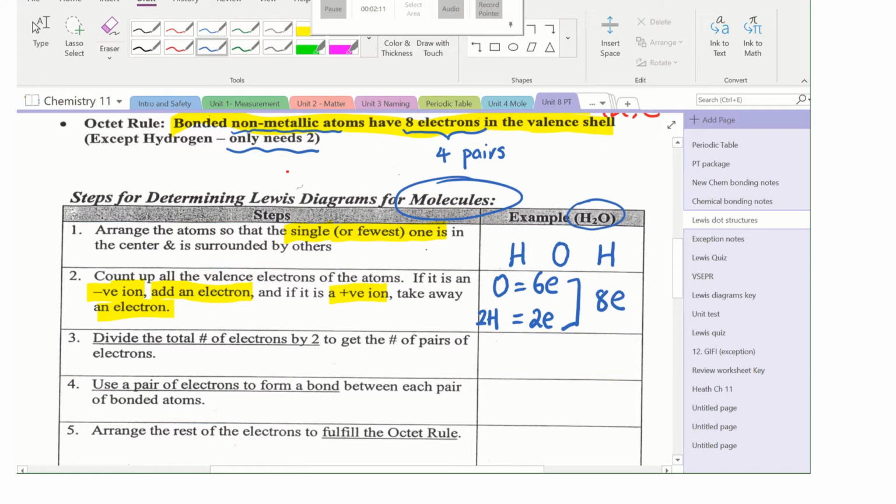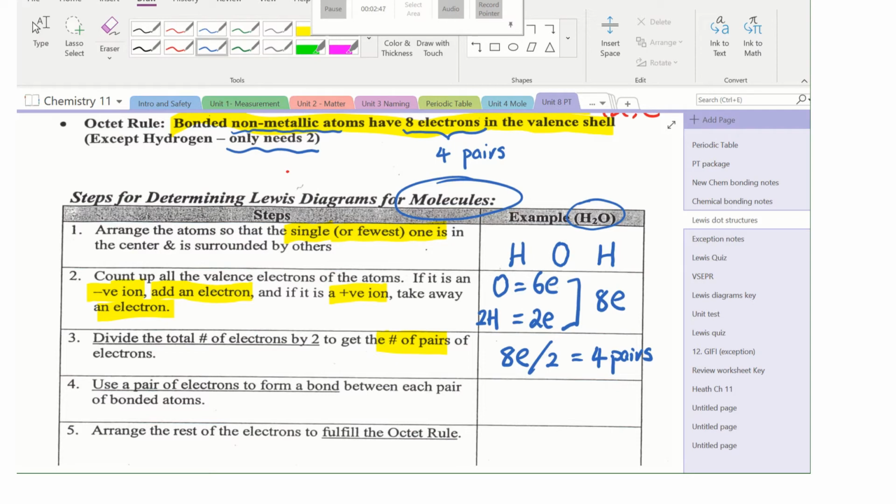Step number 3, we are going to take the total from step 2 and divide it by 2. The goal is to get the number of pairs, because we always want to deal with just pairs. That's how they bond, by having shared pairs. So 8 divided by 2 gives you 4 pairs. These are the only 4 pairs you have. You have to use them all, and you cannot create extra pairs. So 4 is what you have.